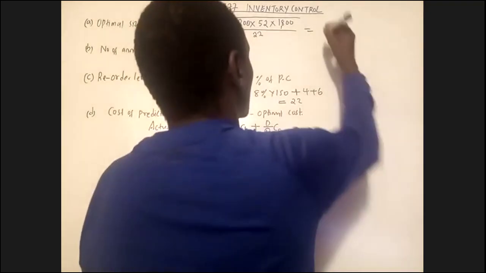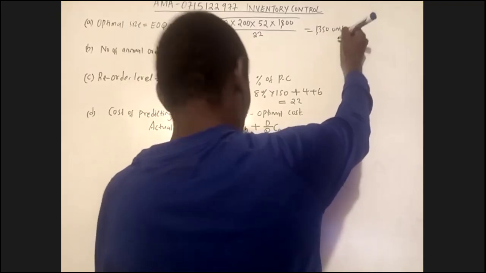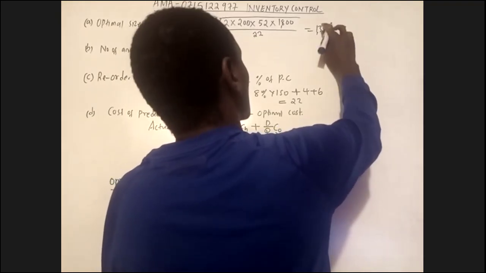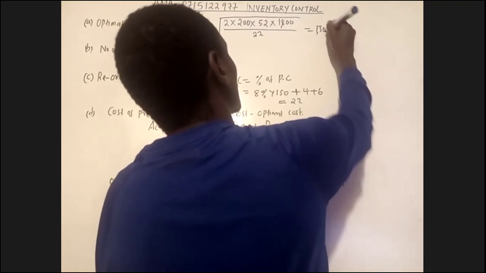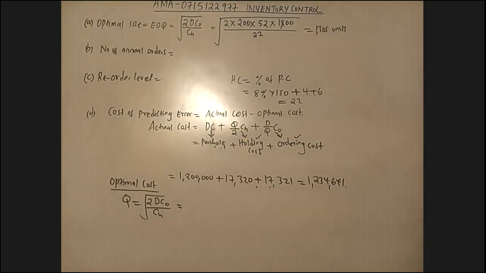1304. So let's say 1305 units. So the optimal quantity to order is 1305.